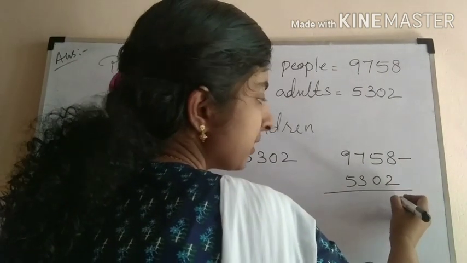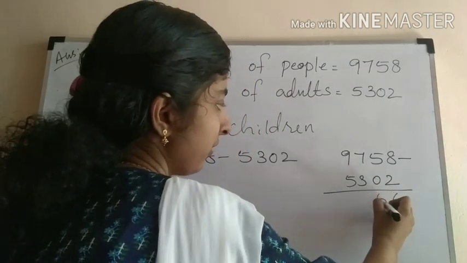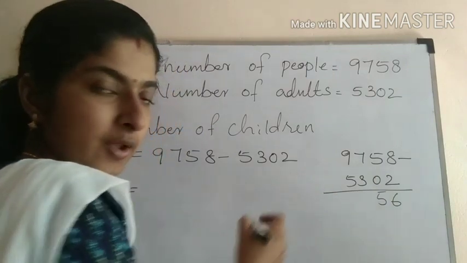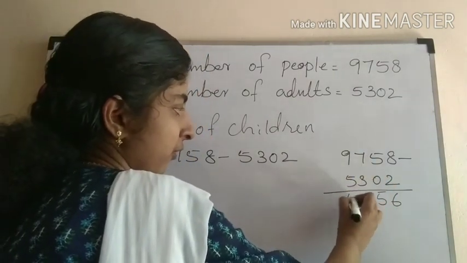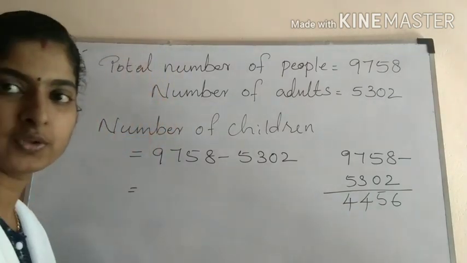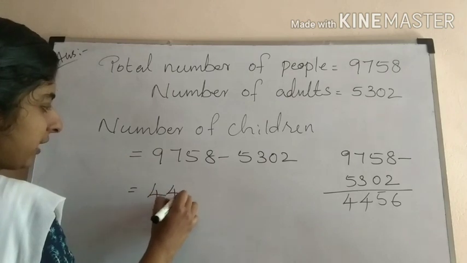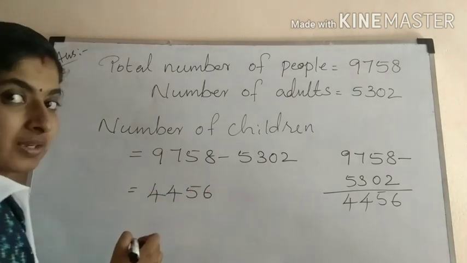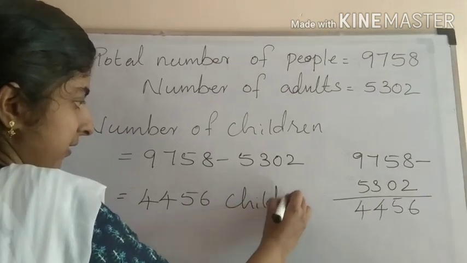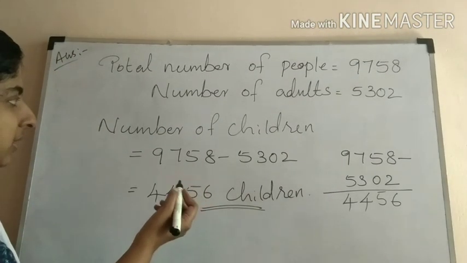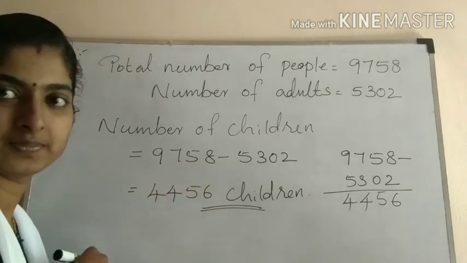8 minus 2, 6. 5 minus 0, 5. 7 minus 3, 4. Then 9 minus 5, 4. What is the answer? 4,456. 4,456 children. Here we found the number of children, that is 4,456.